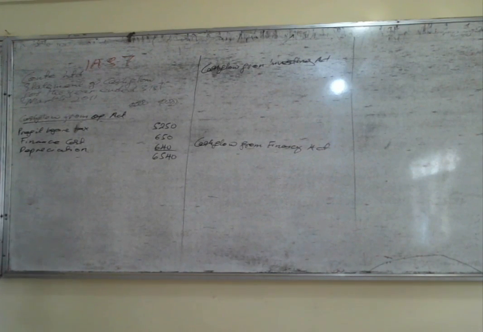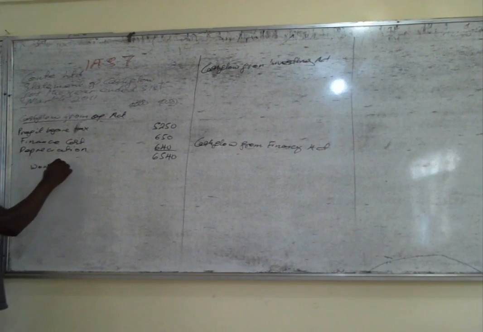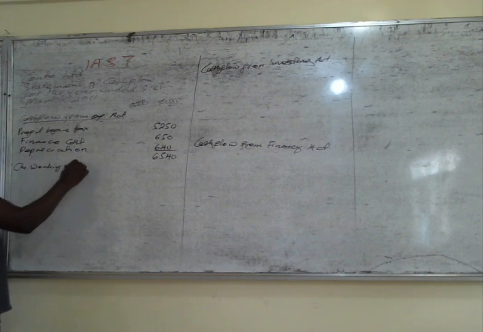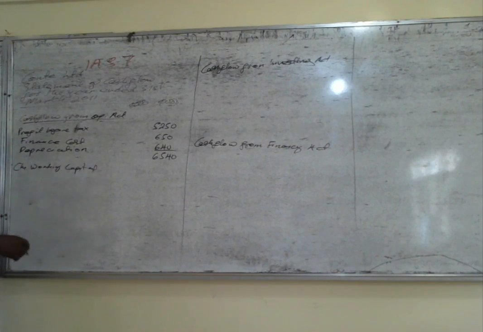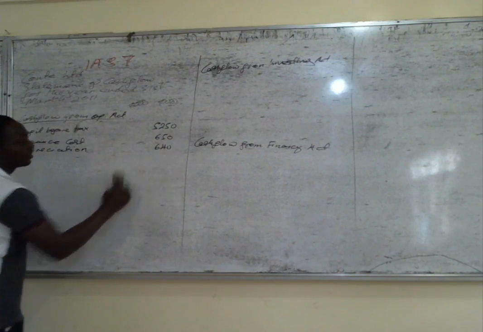The cash generated from ordinary activities. But if you don't want to put the heading in there, just leave it. Then the working capital, that is, changes in working capital. Now, if you don't want to put the heading in there, don't write it. It doesn't change anything. And block all these ones.